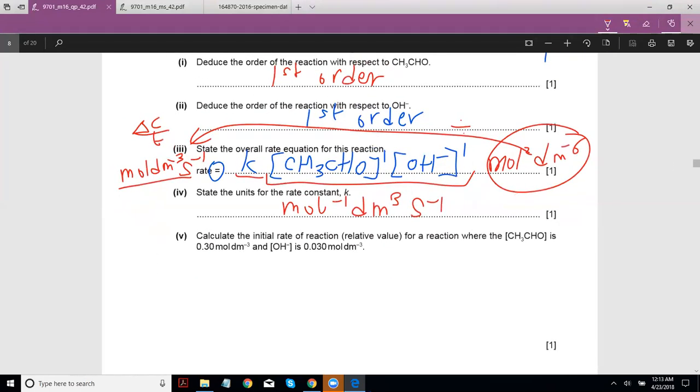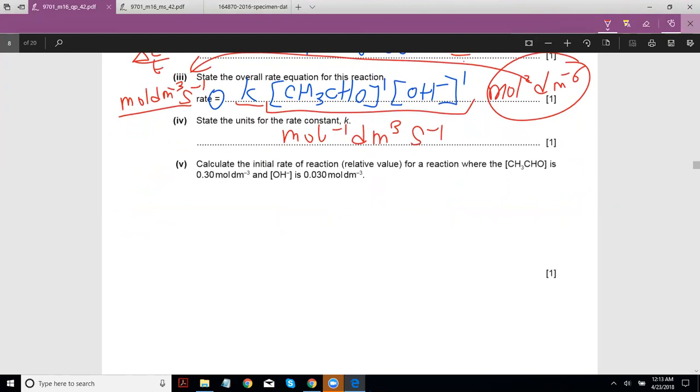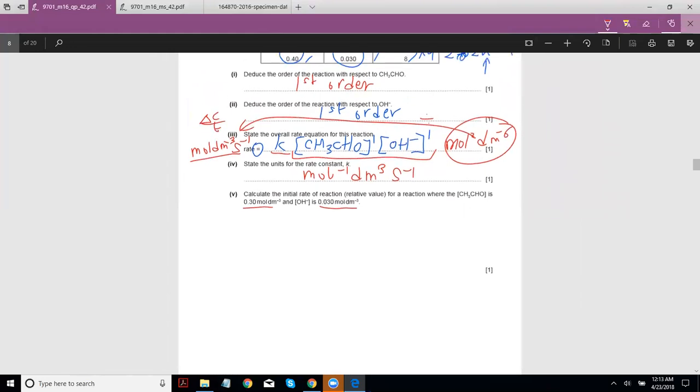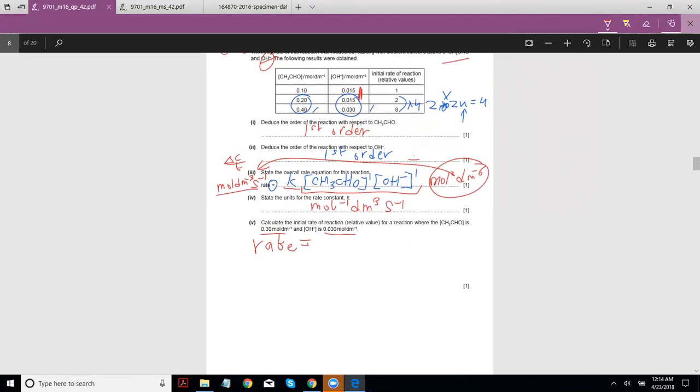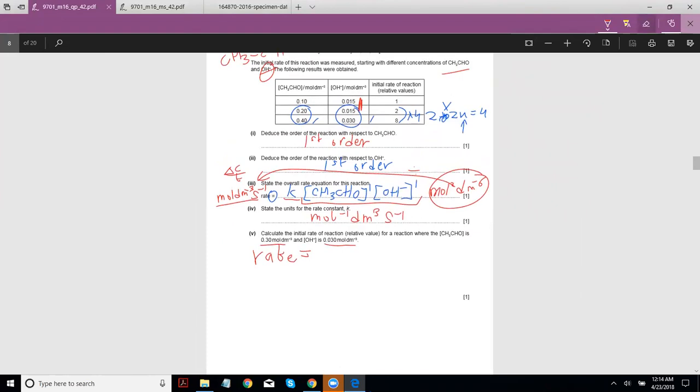So calculate the initial relative rate of reaction for a reaction where CH3CHO is this and this is this. We don't have a value of K though, do we? Yes, first you have to figure out K using the values given earlier. Oh, this is just for 1 mark. There are such stingy people. Anyway, sad life.